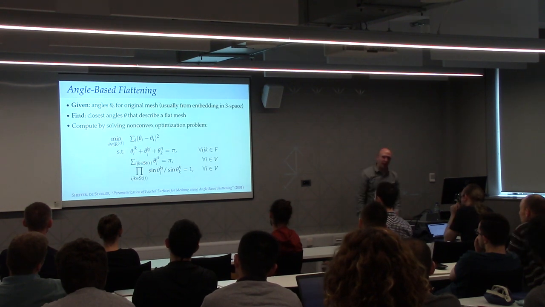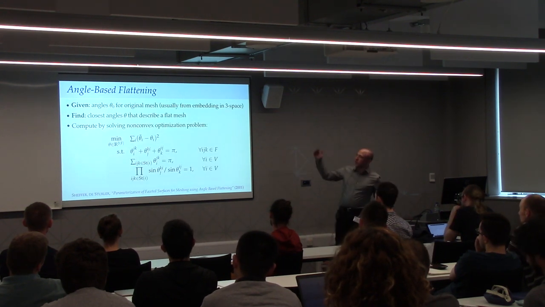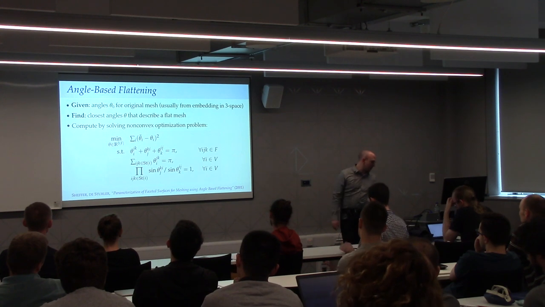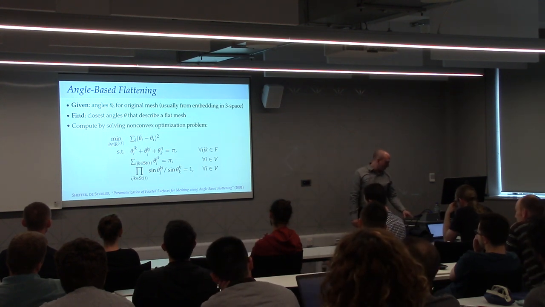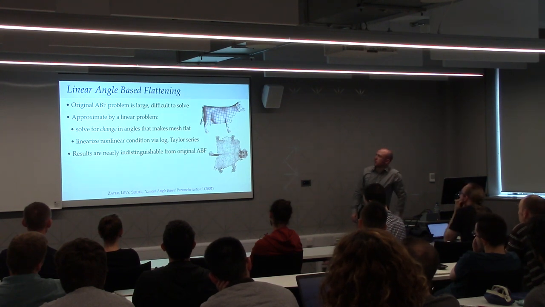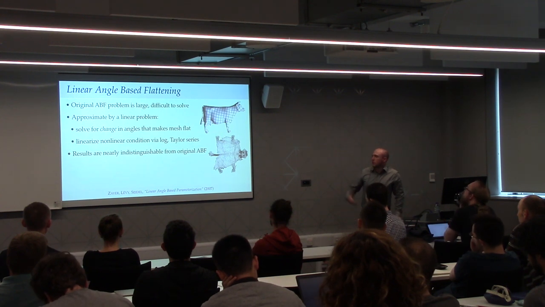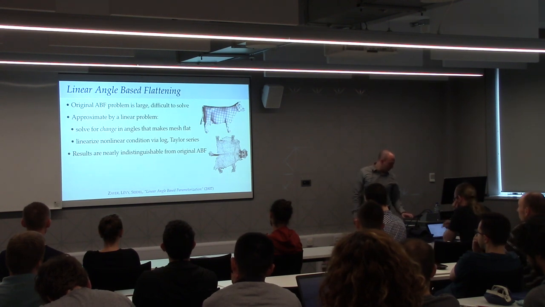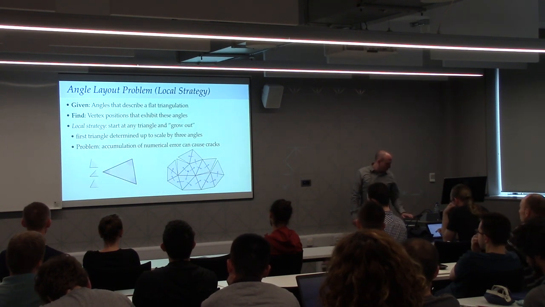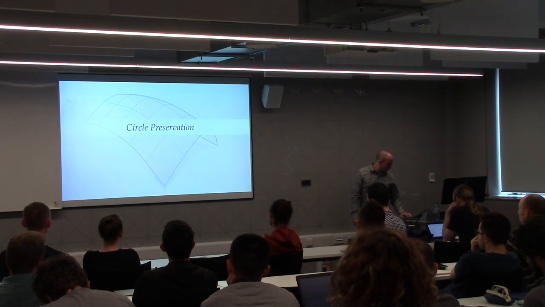And this is a method called angle-based flattening that says, okay, I'm going to write down the conditions on the angles, minimize the deviation of the angles from my original angles, and see what I get. And what you get is yet another nice algorithm for conformal flattening. The original one was very nonlinear, really hard to solve. Since then, people have come up with ways of speeding it up, linearizing it, and lots of interesting details there.